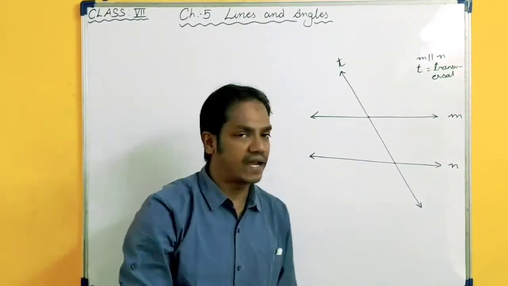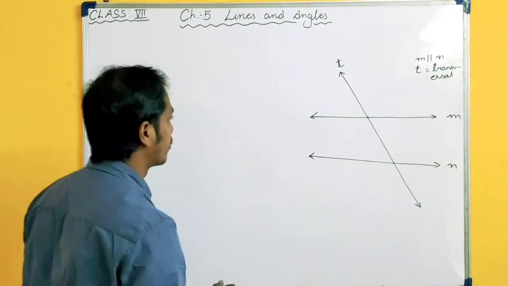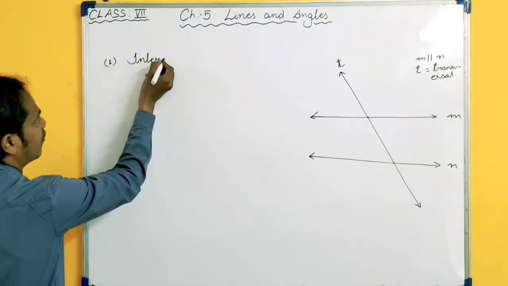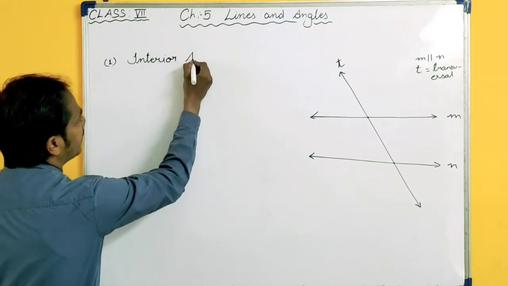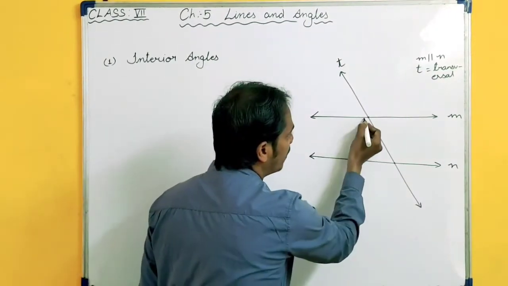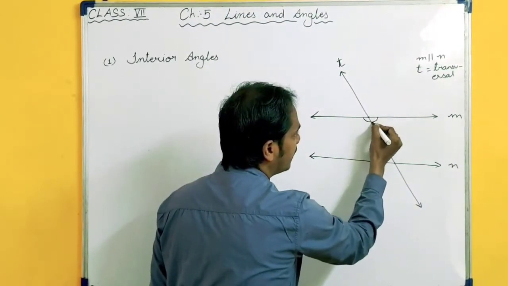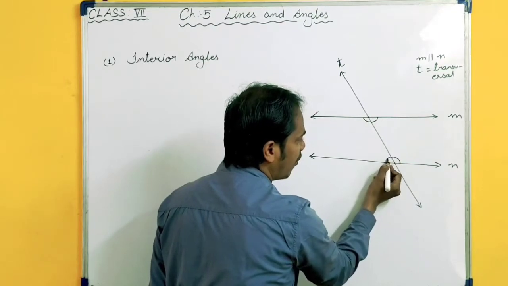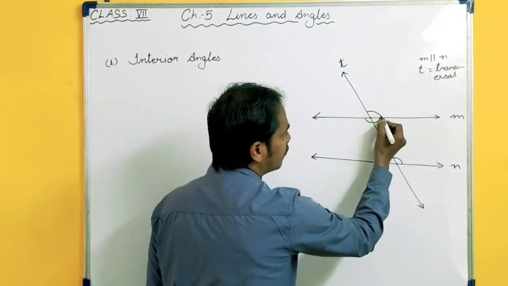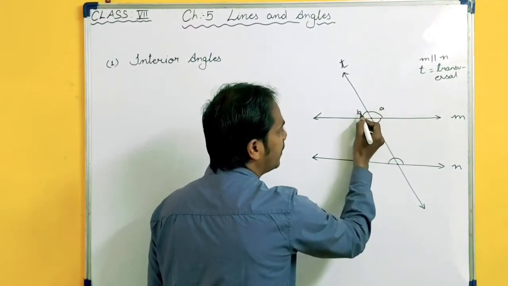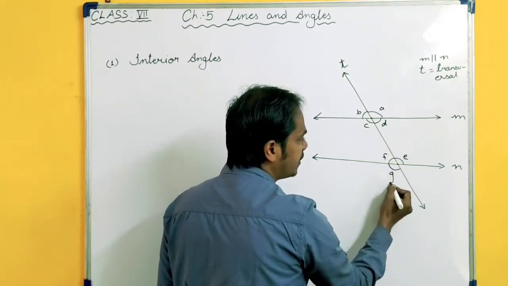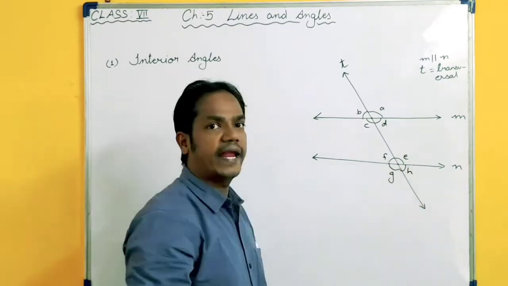So how many angles are formed inside this? That I will explain. First I am taking interior angles. Do you know what interior angles are? The angles which are formed inside the parallel lines are called interior angles. So how many angles are there in total? You can mark here A, B, C, D, E, F, G and H. Total 8 angles are there.